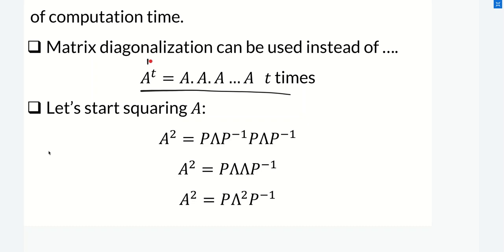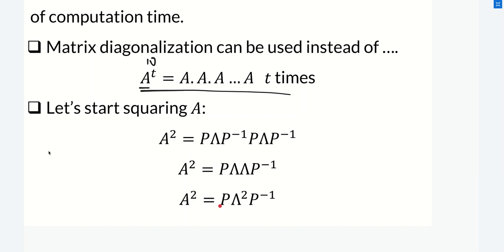So if t is equal to 10 and A is large, that means you are going to multiply A by A by A. That is a lot of work for you, right? Yes. And as I said, it's going to take a long time. Even computation-wise, it's going to waste a lot of memory. So we don't want to do that. We have to find a way to solve this. And this is where the diagonalization comes in, which we call eigen decomposition.